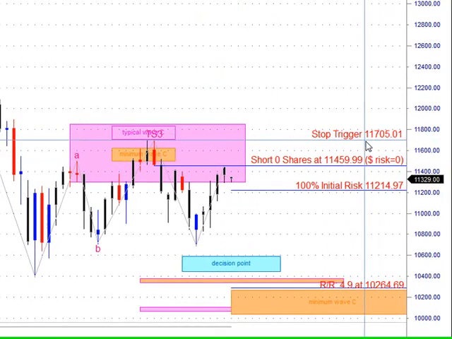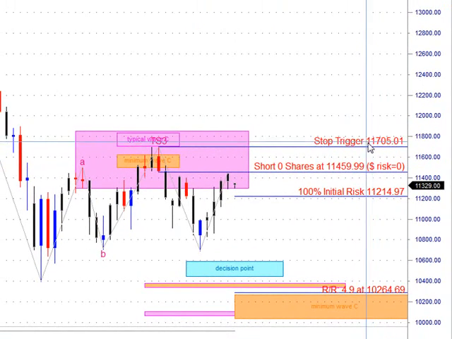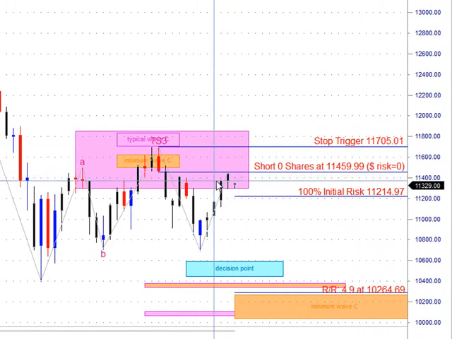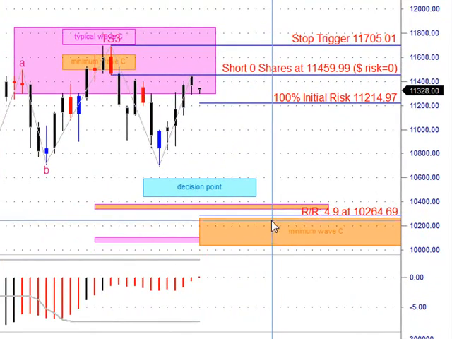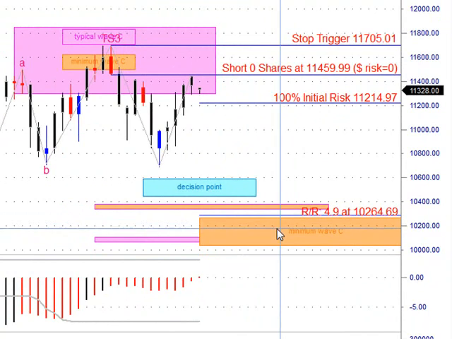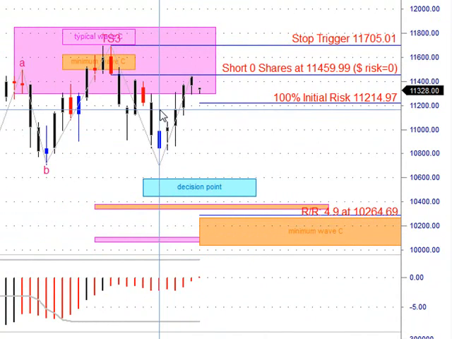The stop, 11,705, the original stop, has not been taken out yet, so we could still roll over here. These targets are still good to the downside, so we'll see how this finishes out.